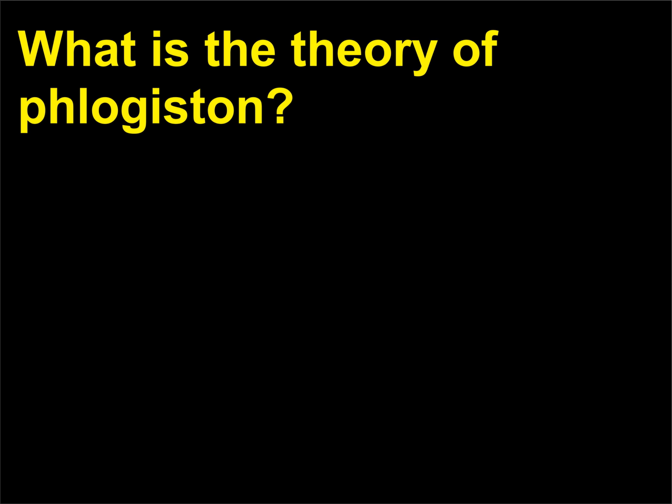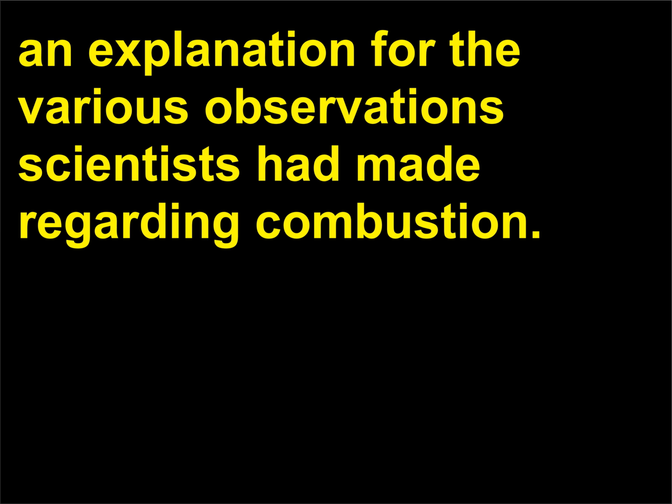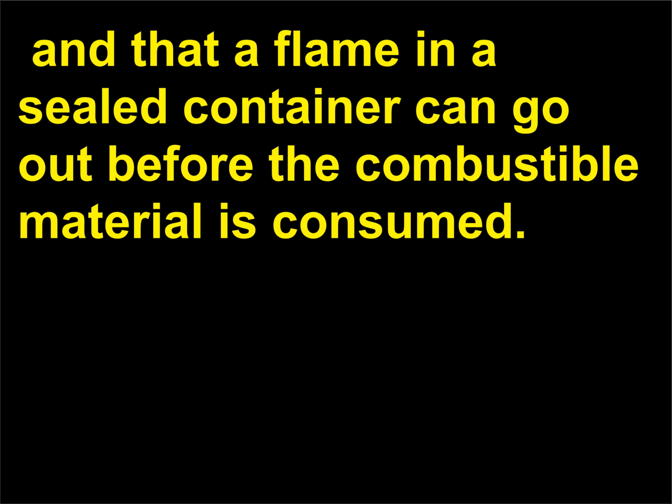What is the theory of phlogiston? In 1667, a scientist named Johann Joachim Becher introduced the theory of phlogiston as an explanation for the various observations scientists had made regarding combustion. These observations include the fact that some objects can burn while others cannot, and that a flame in a sealed container can go out before the combustible material is consumed.